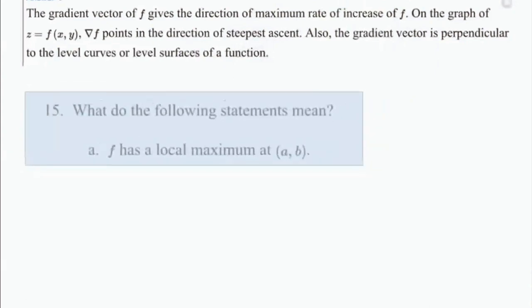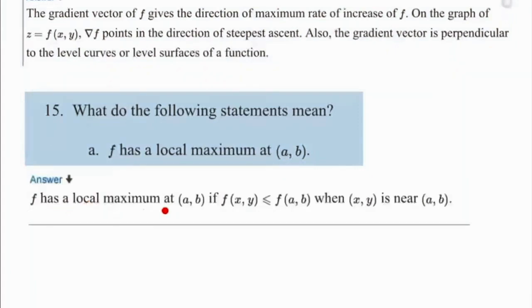What do the following statements mean? What does it mean the function f has a local maximum at a, b? The function has a local maximum at a, b if the function value at a, b is greater than or equal to all the function values f of x, y, where x, y is near this a, b. In other words, f of a, b is going to be the maximum value for all those points x, y that are near a, b. So locally, it is a maximum.